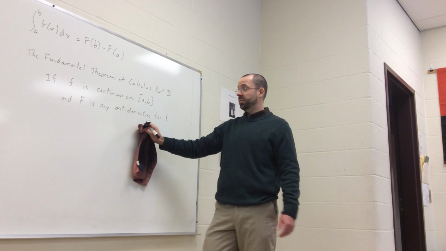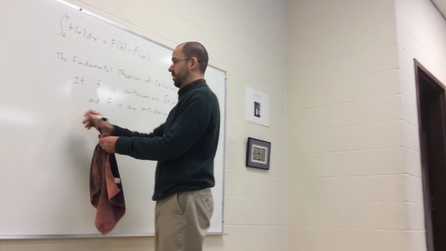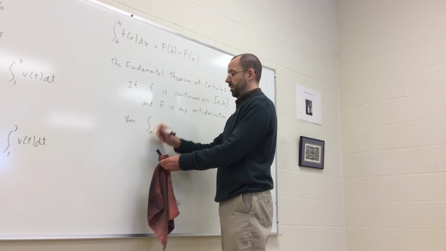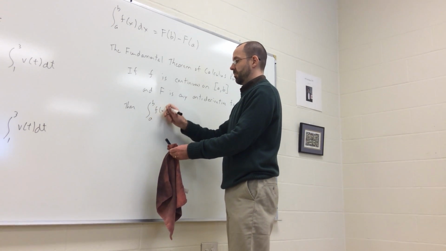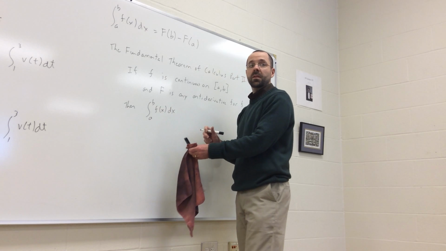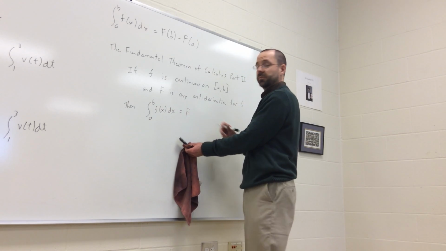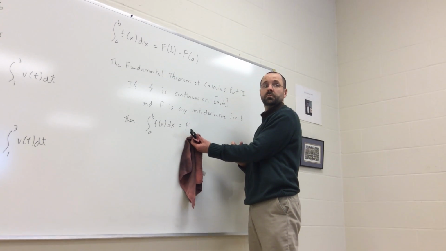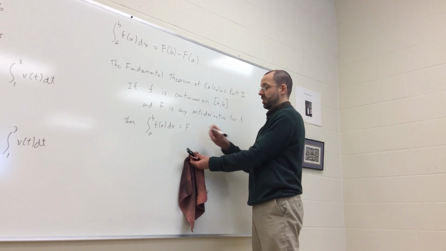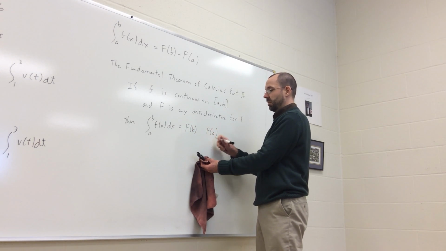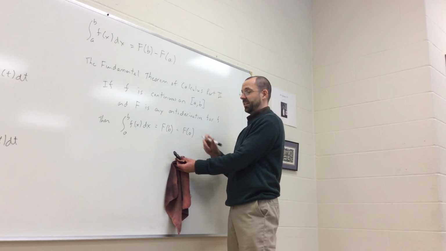Okay, so then what happens is the area underneath f can be calculated by taking the antiderivative and plugging in b and plugging in a and subtracting.